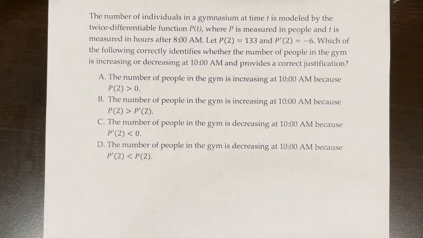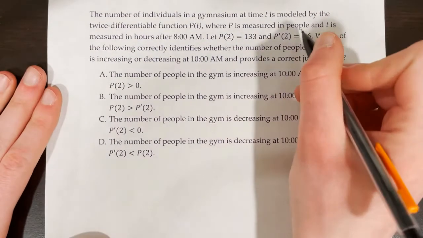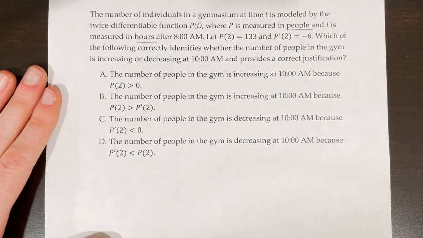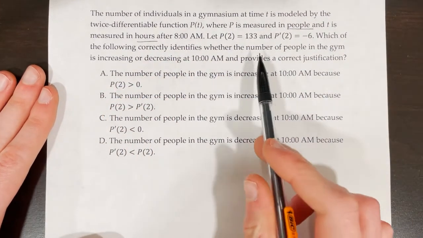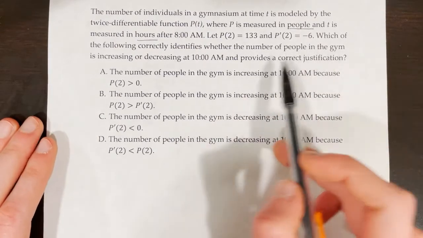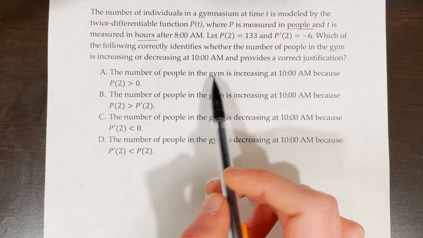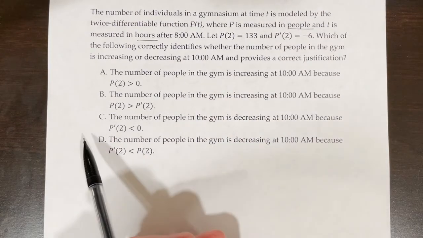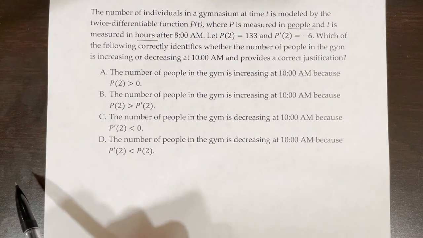The number of individuals in a gymnasium at time t is modeled by the twice differentiable function p of t, where p is measured in people and t is measured in hours after 8 o'clock a.m. Let p of 2 be equal to 133 and p prime of 2 be equal to negative 6. Which of the following correctly identifies whether the number of people in the gym is increasing or decreasing at 10 a.m. and provides a correct justification?